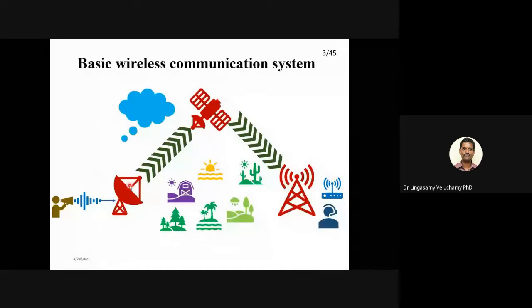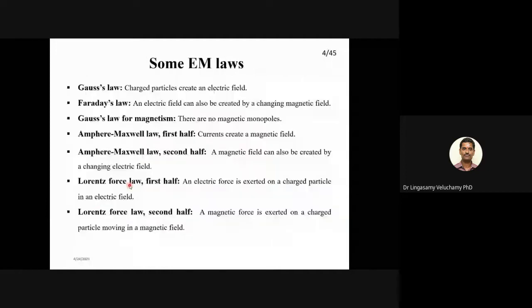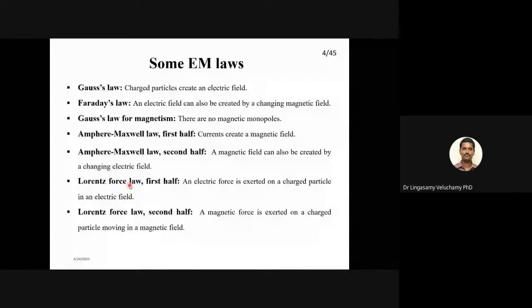Before we move on, we'll briefly discuss some of the EM laws that are mostly behind any antenna design. The first one is Gauss's law, then Faraday's law, and then Gauss's law for magnetism. What do they say? Gauss's law says that if you have a charged particle in the environment, it will create an electric field. That's what it says.